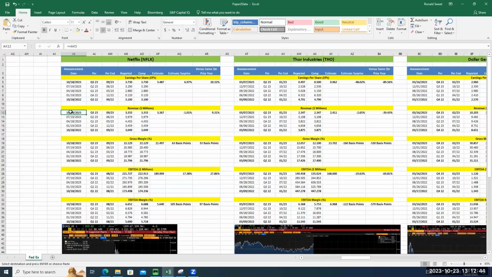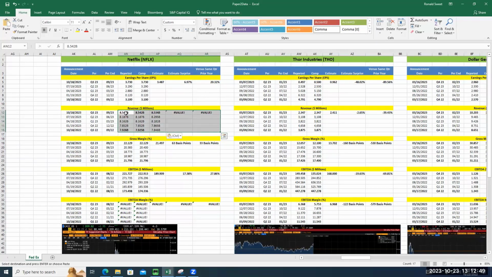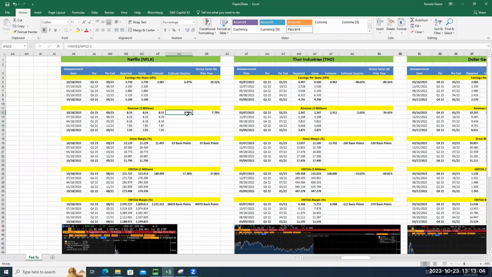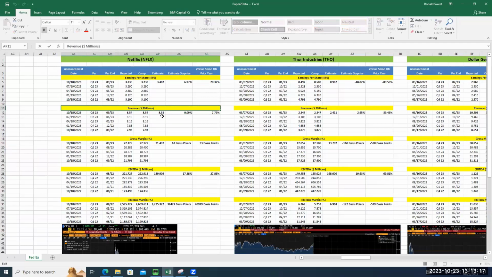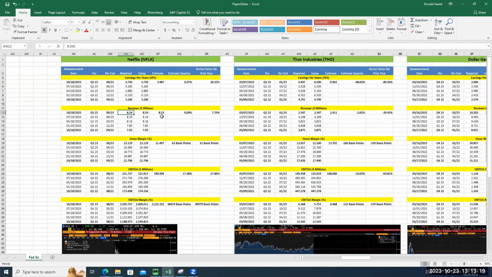So I'm going to copy revenues in here. And now I have to get rid of those B's. I'll just do it real quickly. And I'll give it a couple of decimal places. So you can see they just barely missed on revenues, and their revenues are up 7.8% from last year. We don't need the prior, so we'll take that out. So now we have revenue. The only thing is the revenues were in billions, not in millions. So I may have to adjust that each time.